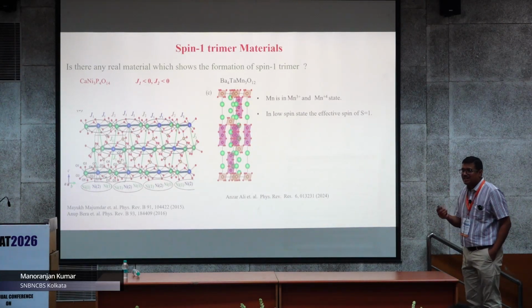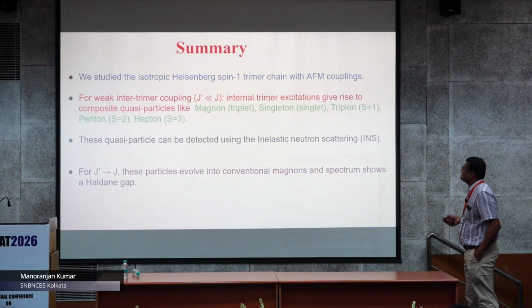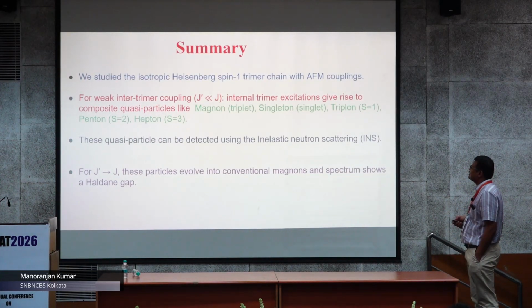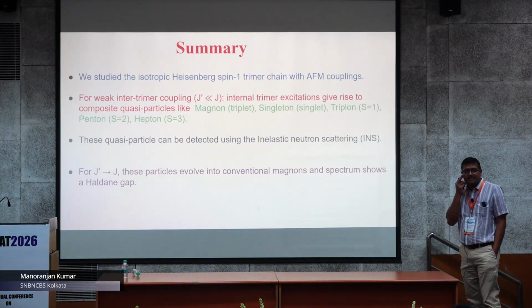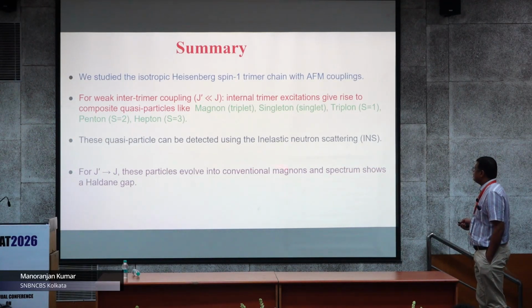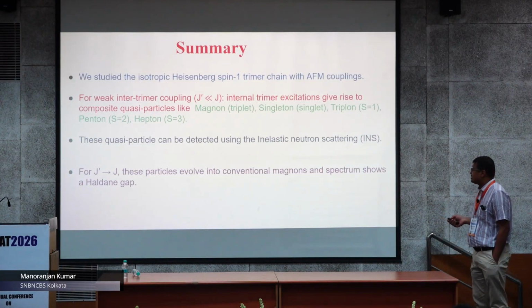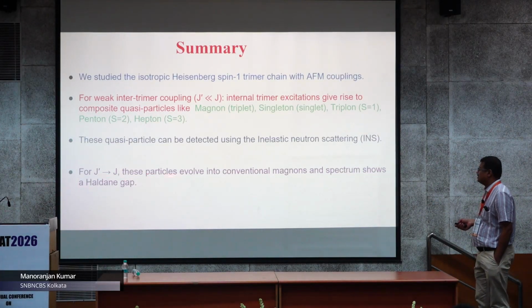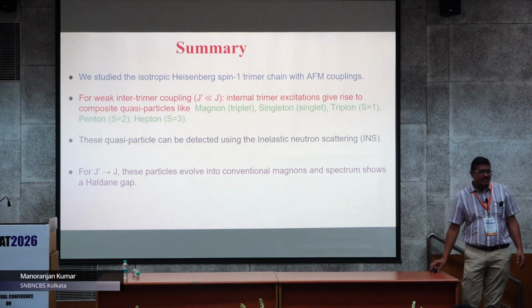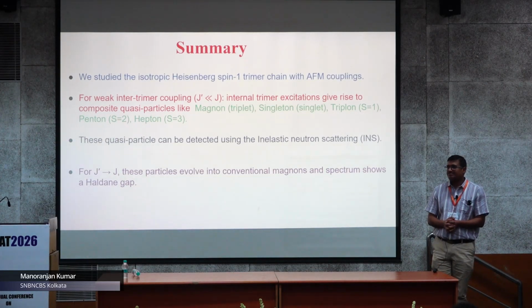Okay, so I think my time is over, so I'll just wrap up. With this, we have studied this spin 1 trimer. We consider a chain where we have weak coupling between the intertrimer states, and you can create various kinds of excitations like magnon excitation, singleton, tripleton, penton, and hepton excitations, and these can be observed using inelastic neutron scattering. In this particular limit, you know that it's going to be a chain, and you should be expecting similar excitations. Thank you.